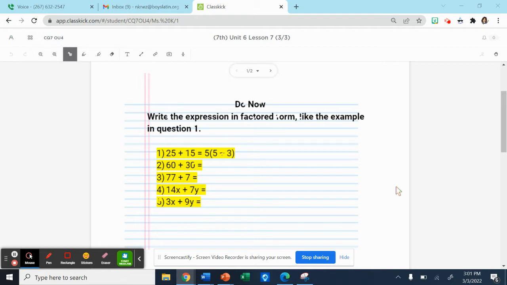So the first thing that you need to do is pause this video and complete the due now. You want to pause the video and complete the due now.